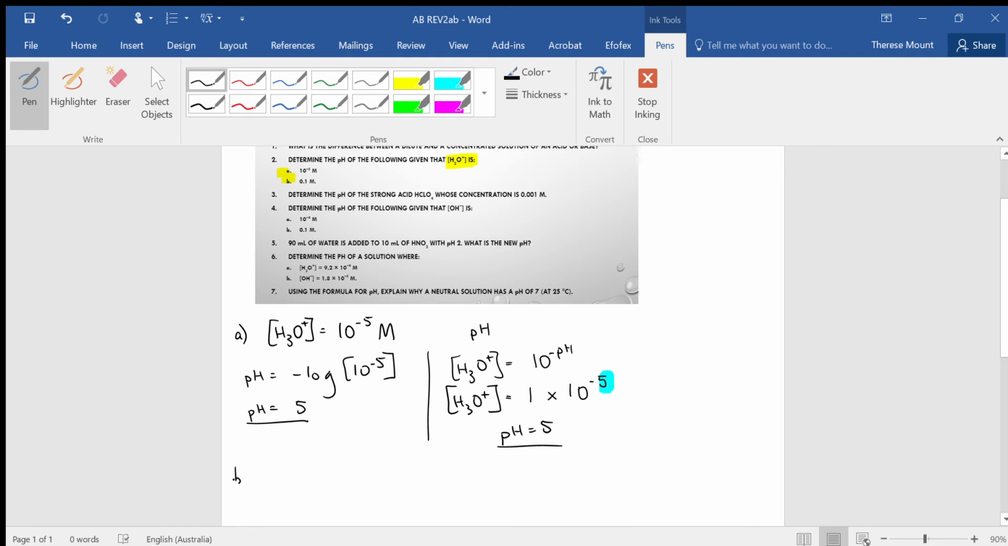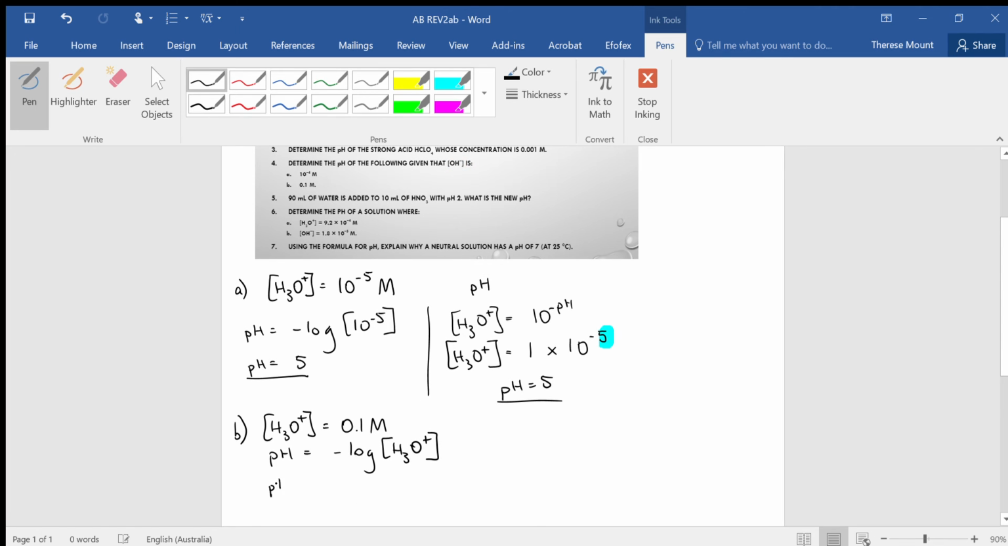So let's just do that again for B. So the concentration of hydronium in B is 0.1 molar. So pH equals negative log of my hydronium ion. I'll just write out the formula this time. So pH equals negative log of 0.1 molar. If I pop that into my calculator, the pH is 1.